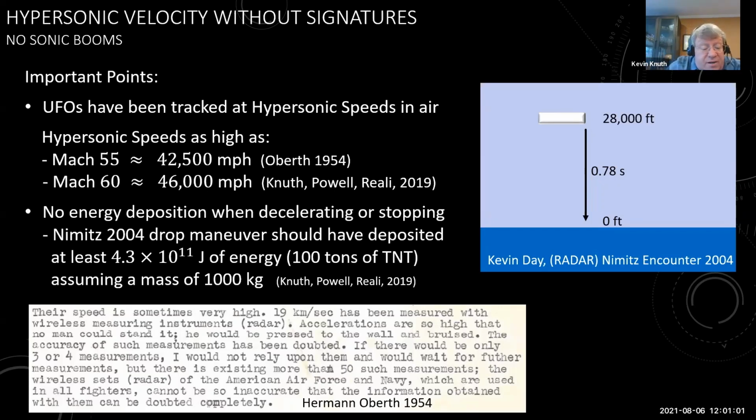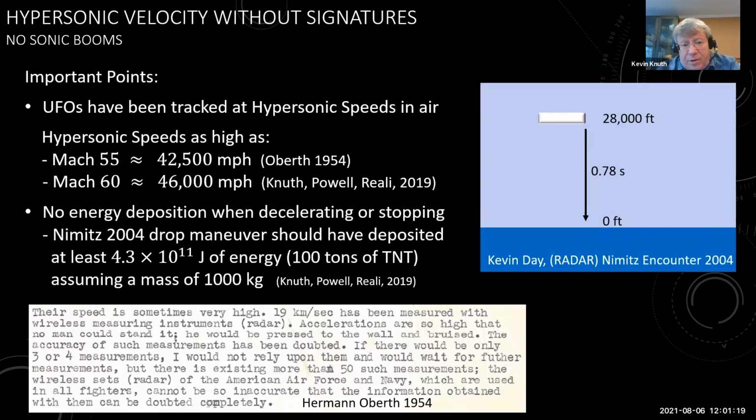Herman Oberth, and a little bit's cut off at the bottom here because of zoom. He wrote, their speed is sometimes very high. 19 kilometers per second has been measured with wireless measuring instruments, radar. Accelerations are so high that no man could stand it. He would be pressed against the wall and bruised.